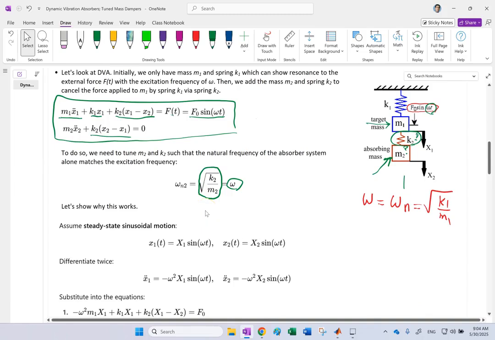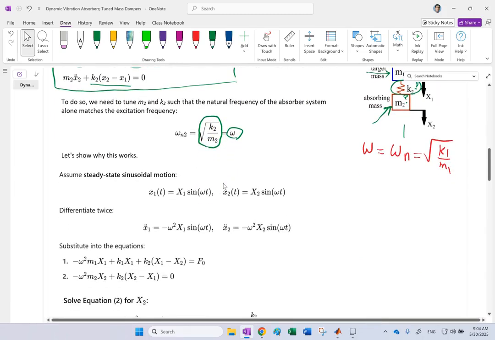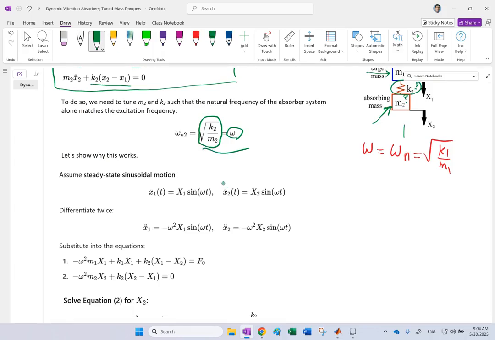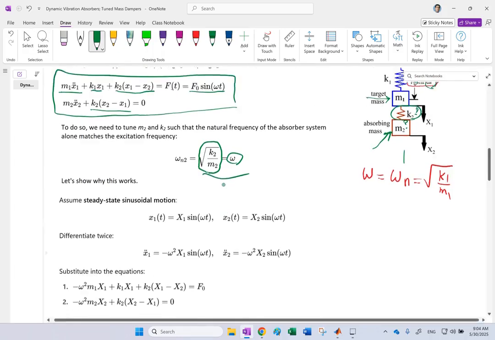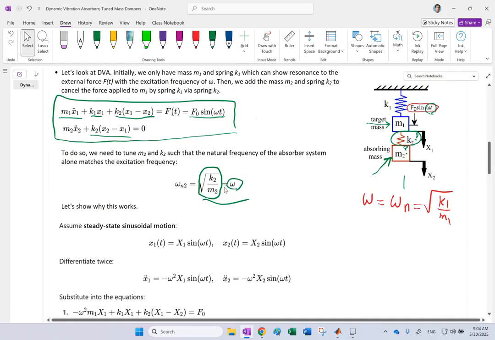So now, where does this claim come from? Let's see if this claim is true, because I just said, you pick K2 and M2 such that this equality holds and everything is going to be good. Well, let's find out. So in this system, the steady state sinusoidal solution, because your external force is sine omega t, the solutions are also going to be something times sine omega t.